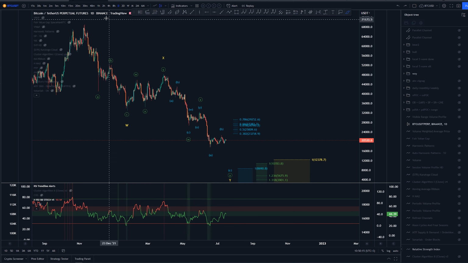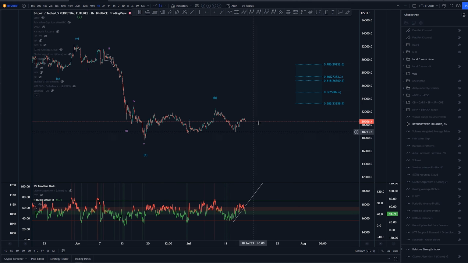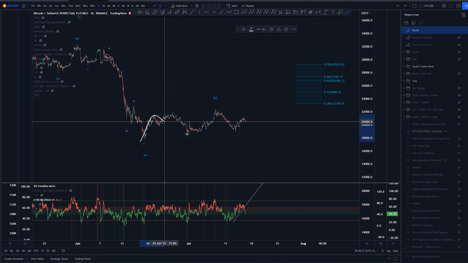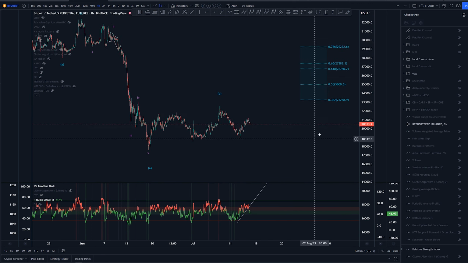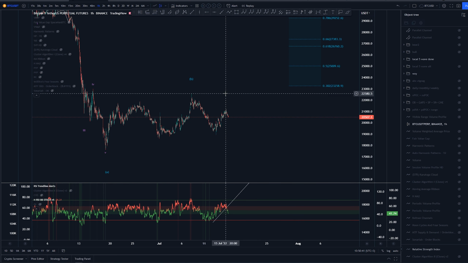So with that in mind, let's zoom into these charts and look at this A to B move, or the possibility of starting something new. So overall, this is still my main, that we have had this five-way structure in here as a 1, 2, 3, 4, 5 into a three-way pullback of some sorts, and then looking for downwards. Again, there's multiple different possibilities, but this is still my main as we have not broken any structure here.